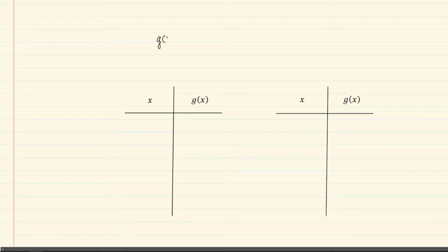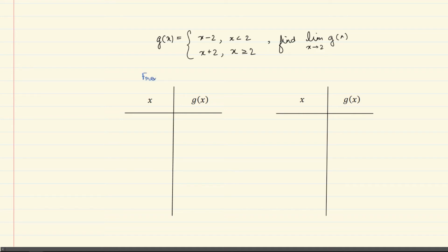Consider a function g of x, which is equal to x minus 2 when x is less than 2, and x plus 2 when x is greater than or equal to 2. And we want to find the limit as x approaches 2 of g of x. Let's do this in tabular form first.